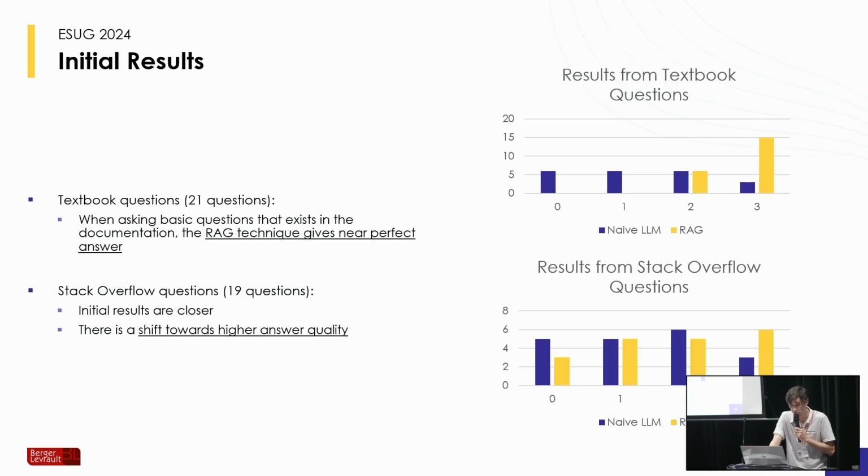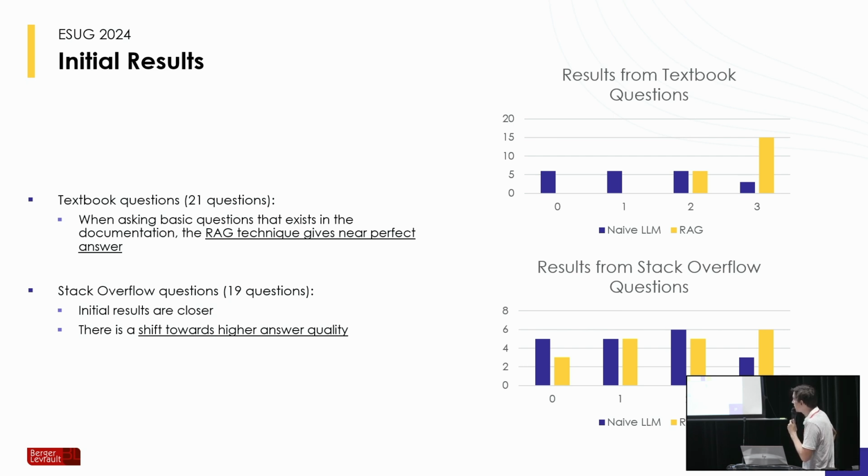For the initial results on the textbook questions, we can see the RAG technique giving near perfect answers. As you can see on the right here, the naive LLM, without the documentation, performs on a broad range of 0 to 3 in score, except when we use the RAG technique, it's able to increase itself to either an OK or perfect score.